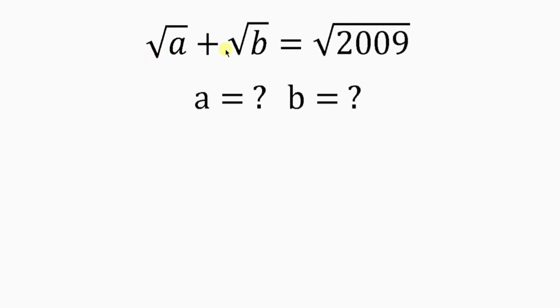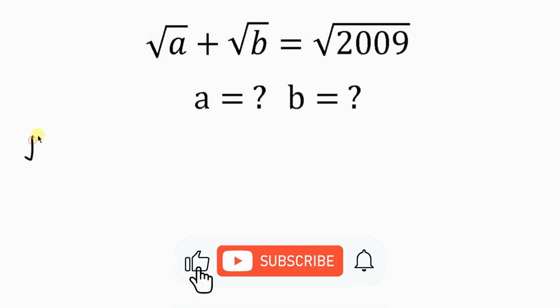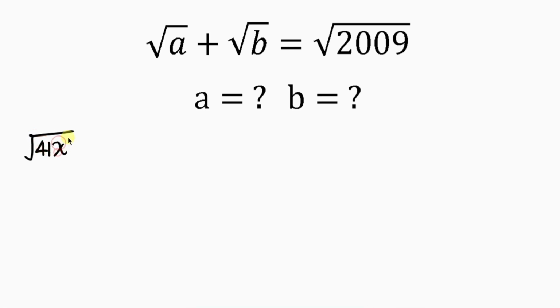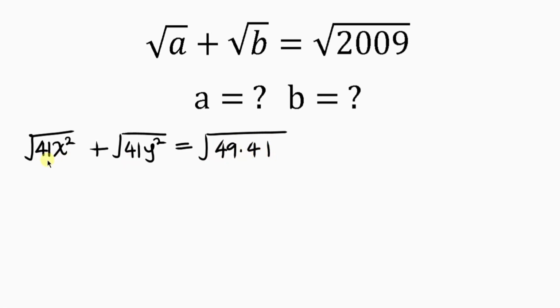Now, let's take this and substitute into our original equation. So this is our original equation. So we have the square root of A. So we'll write that. The square root of A, remember, A is 41x squared, plus the square root of B. So the square root of, remember, B is 41y squared. And this is equal to the square root of, remember, we've broken down 2009 to get 49 times 41. Now let's break this down.